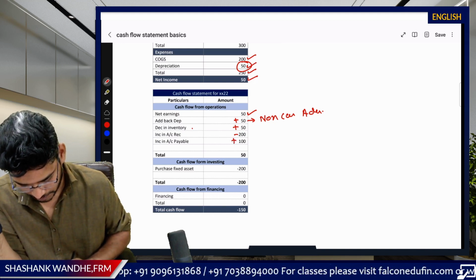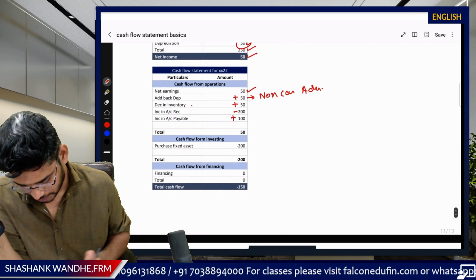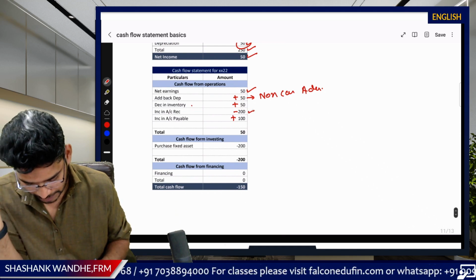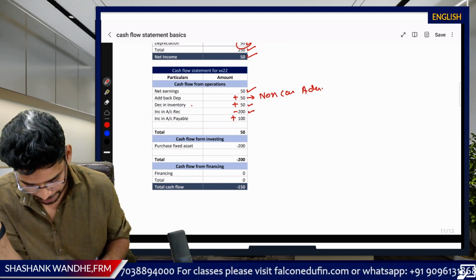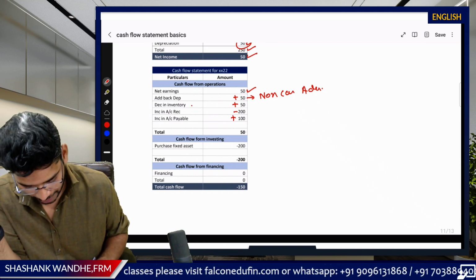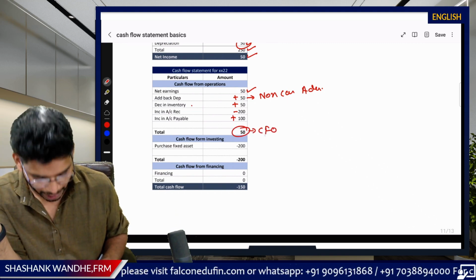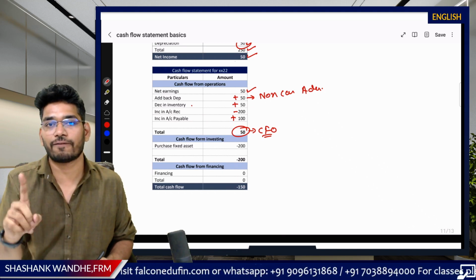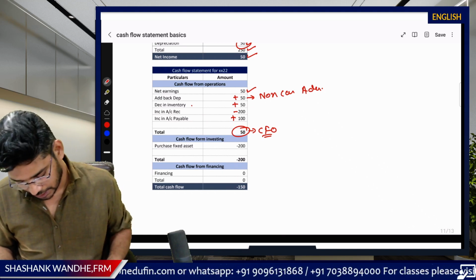So these are the treatments. Here, increase in receivable is reduced, decrease in inventory is added back, increase in payable is added back. Okay, so they are added. And this is your CFO. Cash flow from operations is 50 only, remember.